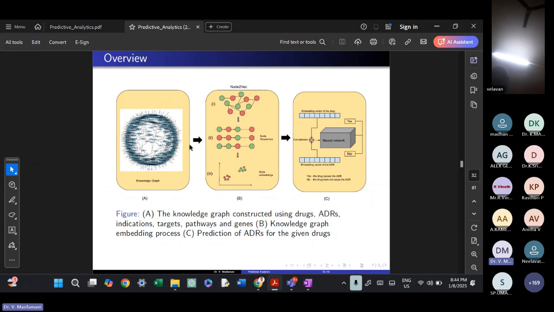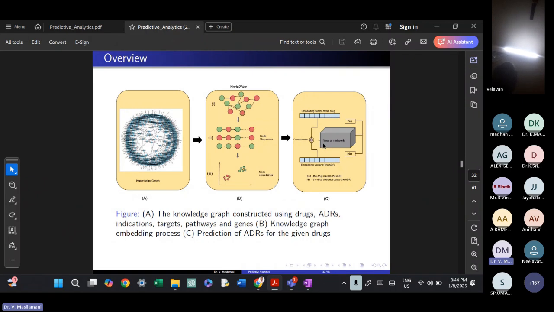And the knowledge graph will be converted into feature vectors by using an algorithm called node2vec. This node2vec algorithm is basically a neural network, and it will give a corresponding feature vector for every node and every edge, and those feature vectors will be fed into the model, and the model will get trained to understand the relationship between the feature vector and the label of the drug. The label of the drug is whether the ADR is there or not, right?